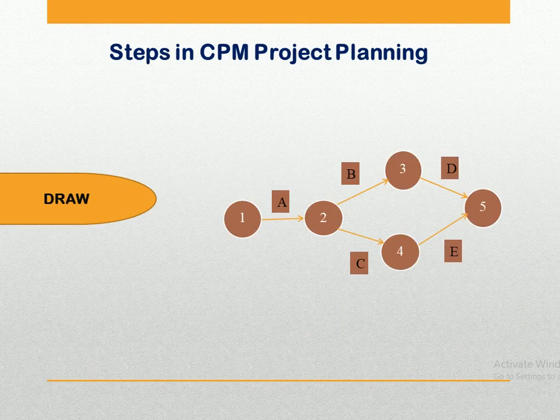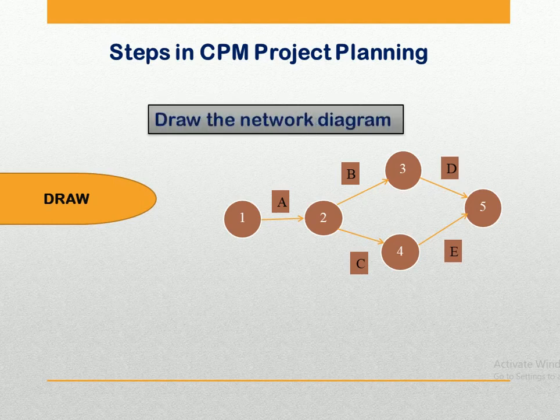So our next step is draw. Once the activity sequence is correctly identified, the network diagram can be drawn. This is just a sample diagram. Earlier these diagrams were drawn on paper, but nowadays there are so many computer software tools for this purpose. So this is the same diagram that I discussed with you. Hope you can get it.